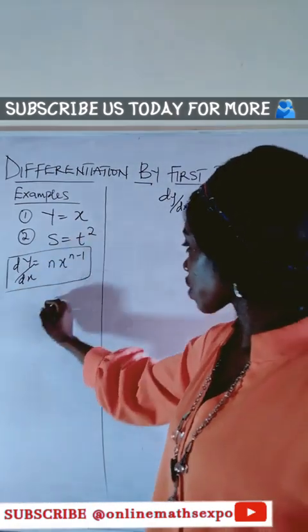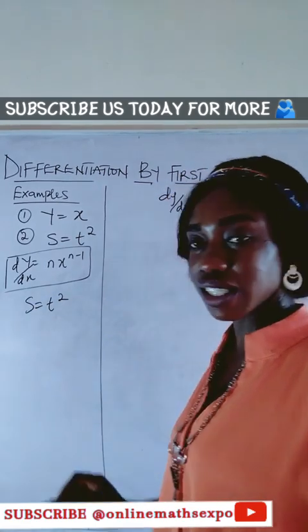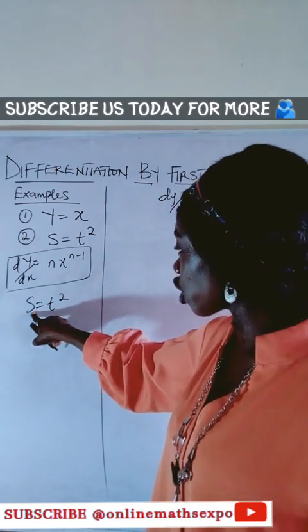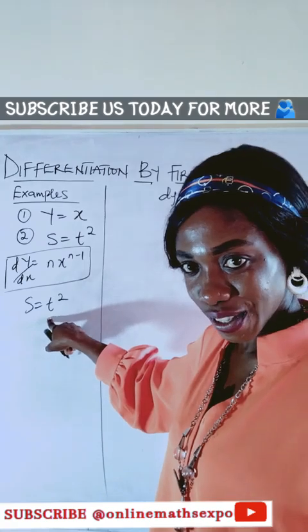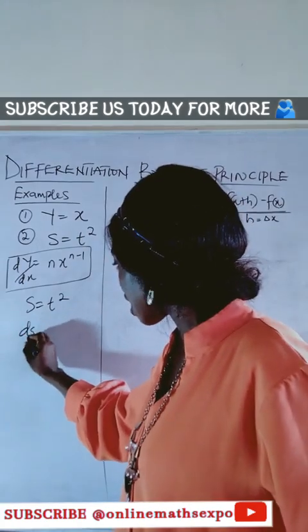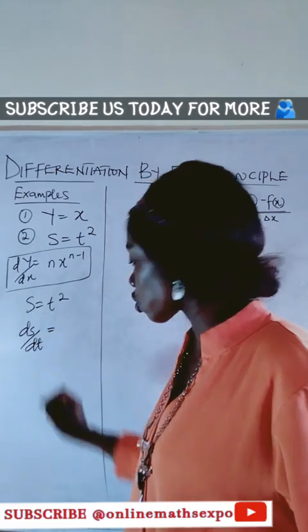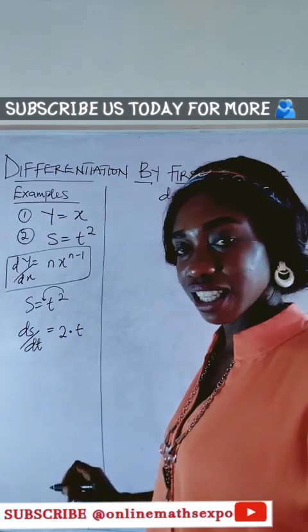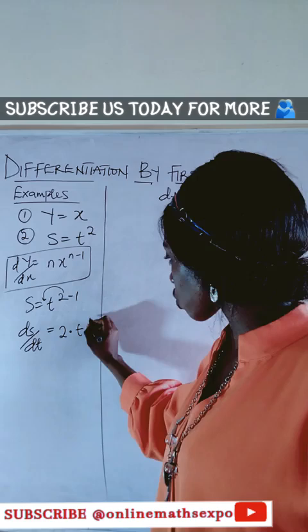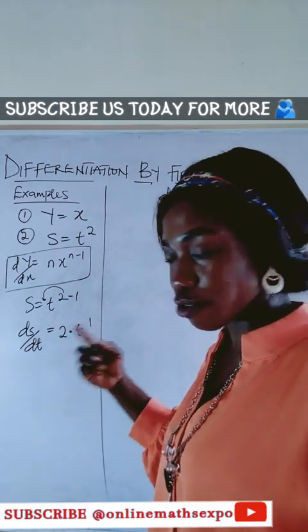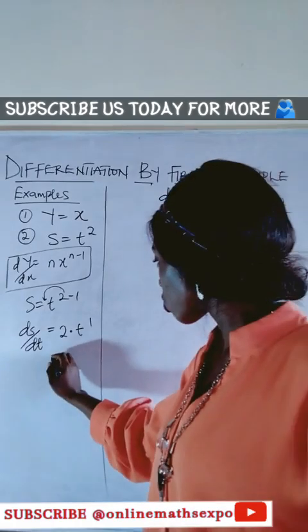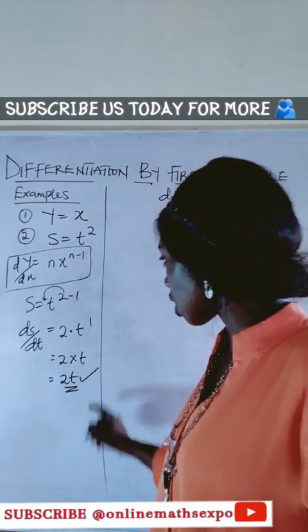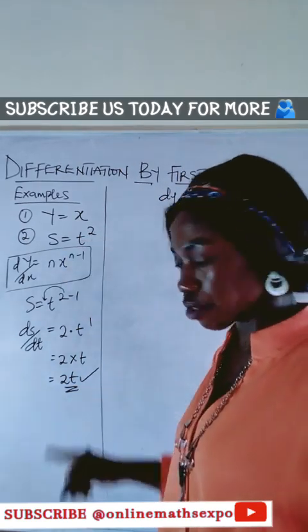Okay, so to answer this question, we have s is equal to t squared. So what do you do now? To differentiate this, it is going to be called ds/dt. So this will now be ds/dt is equal to, use this power to multiply, so we have 2 multiply t, then subtract 1 from the power, 2 minus 1 will give us 1, and t to the power of 1 from your indices still gives you t. So this will give us 2 multiply t, and 2 multiply t will give us 2t as an answer. So if we differentiate this, we are going to have 2t.